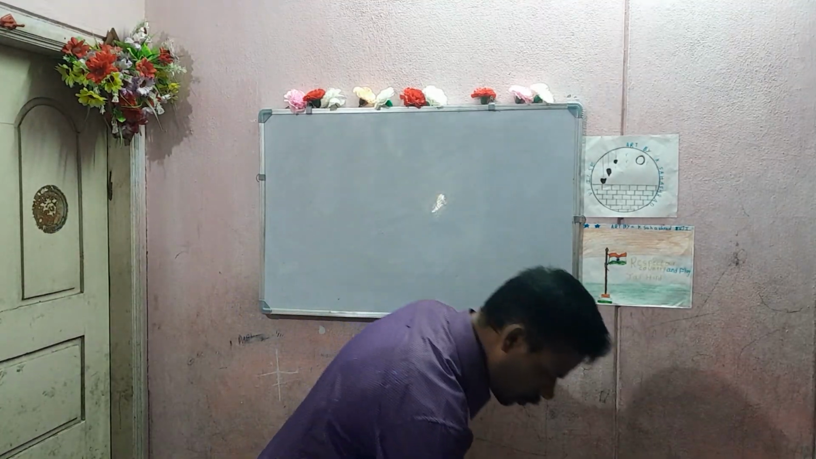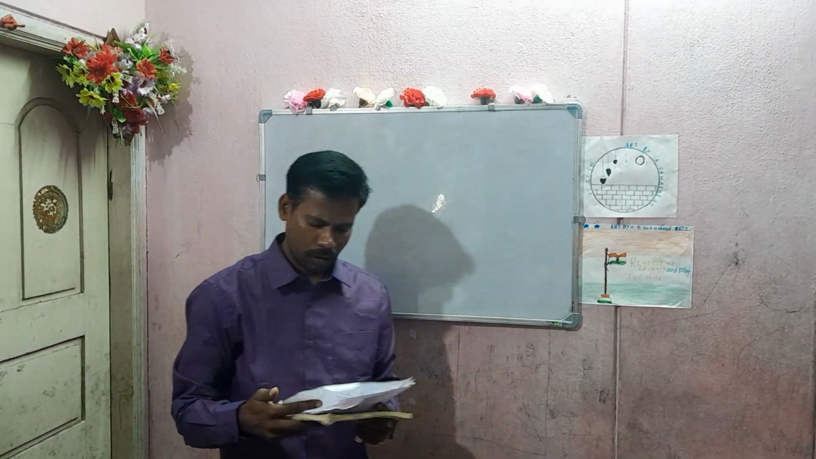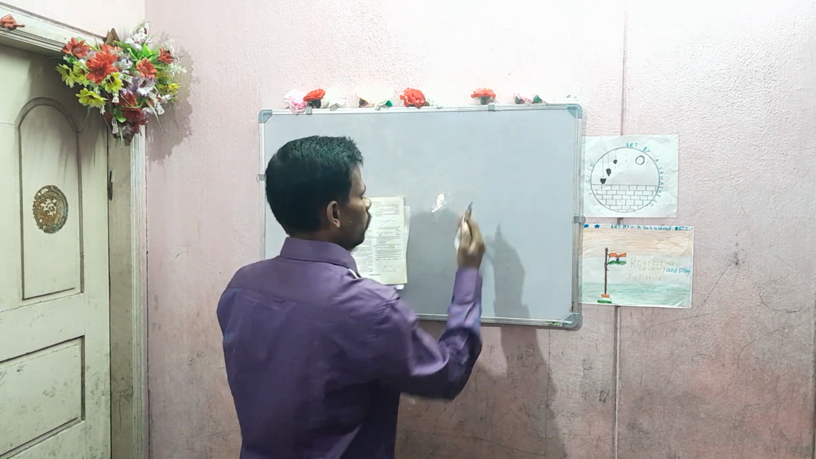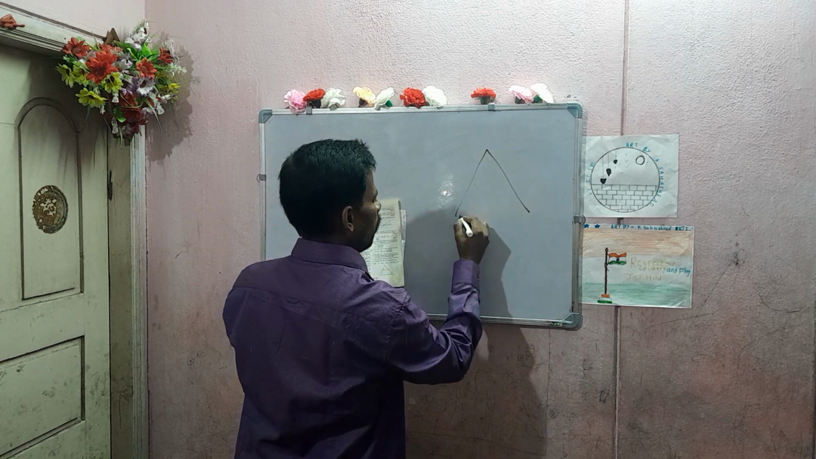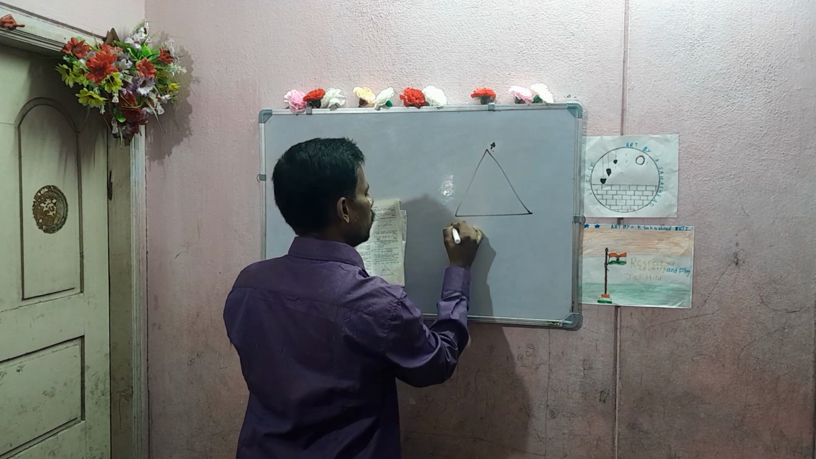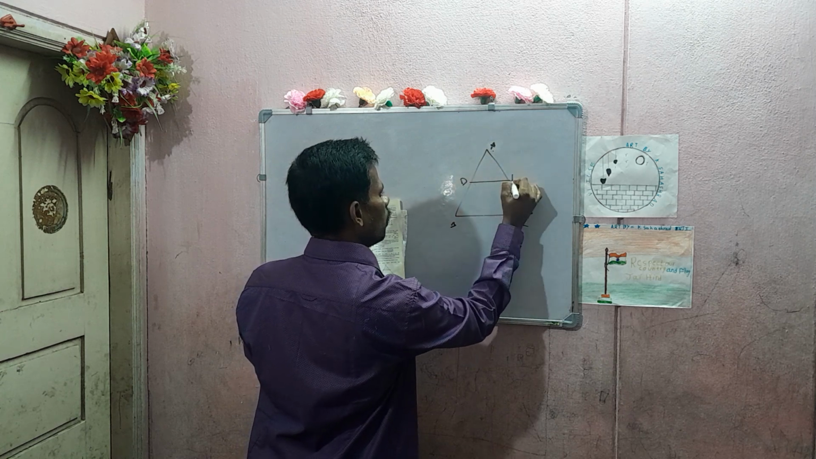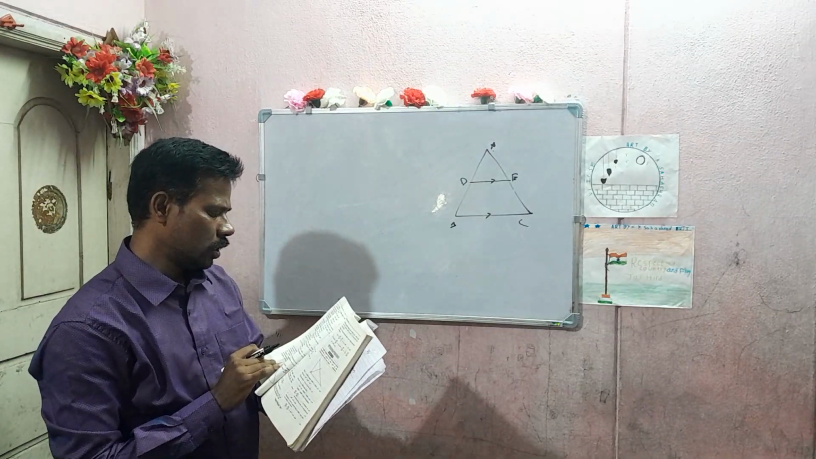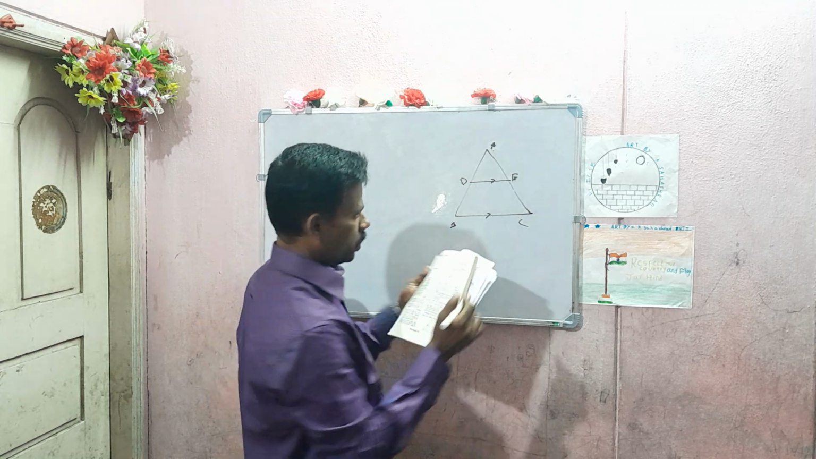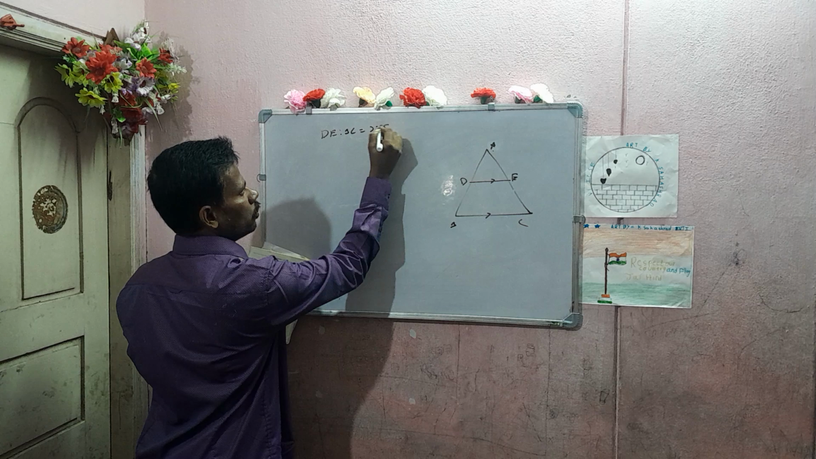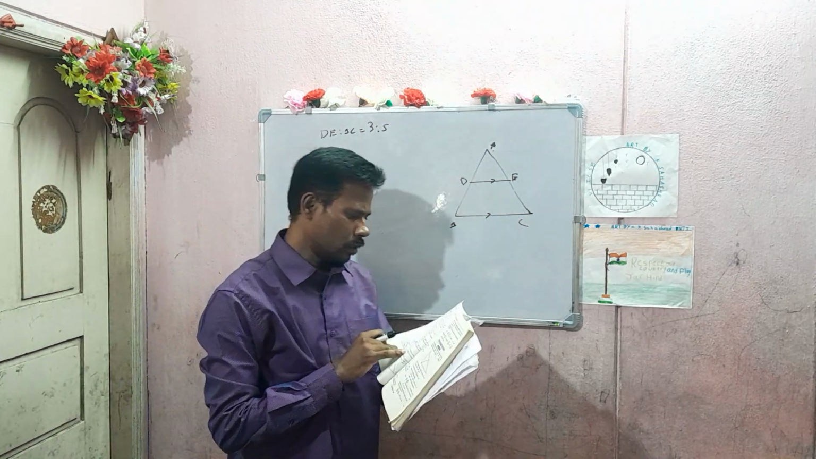Now let us continue with similar triangles, tough problems. In the given figure, DE is parallel to BC in triangle ABC, and DE is to BC is equal to 3 is to 5. They only give DE is to BC.